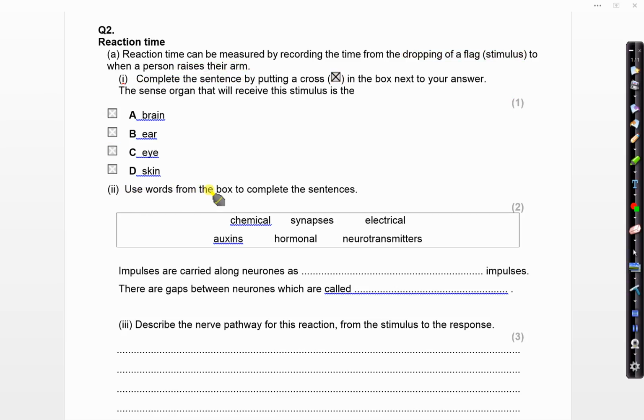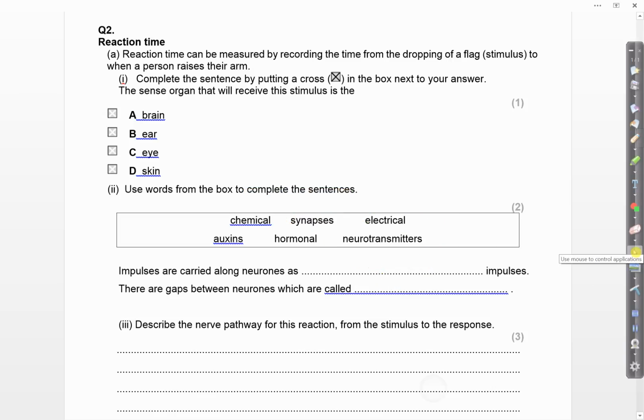Use the words from the box to complete the sentence. So again, we've got one of the completion questions, 2 marks. So this should be straightforward. Impulses are carried along neurons as something impulses. Well, the answer that fits there is electrical impulses. There are gaps between neurons which are called synapses, or the gaps between the neurons. So again, factual recall there.